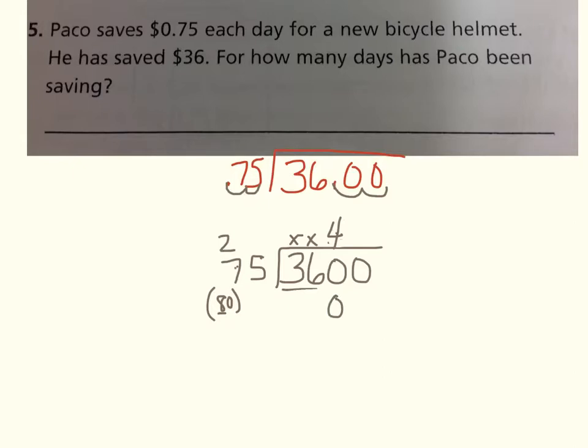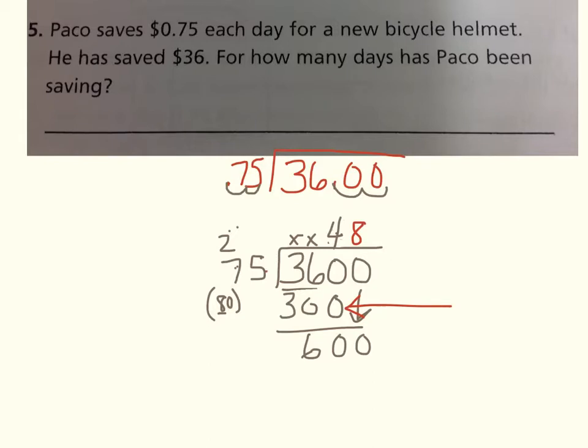4 times 7 is 28, 29, 30. Subtract and I get 6. Okay, now look here. If 4 times 75 is 300, then if I double the 4 to 8, then 8 times 5 is going to be 600.